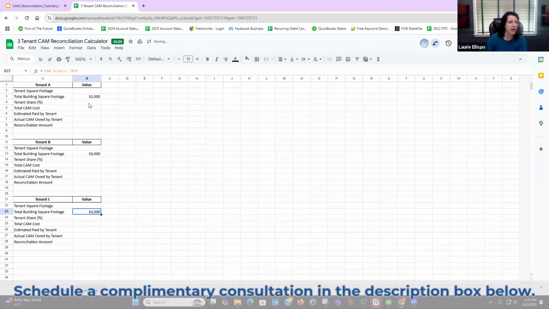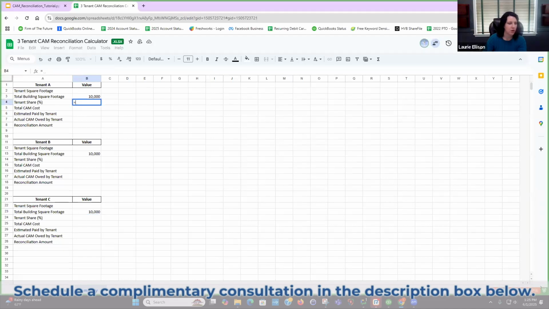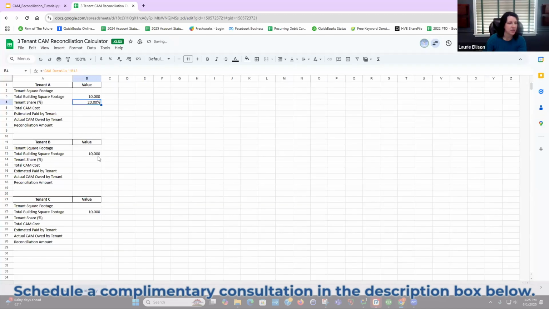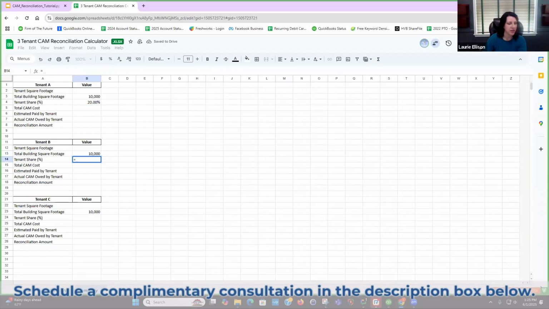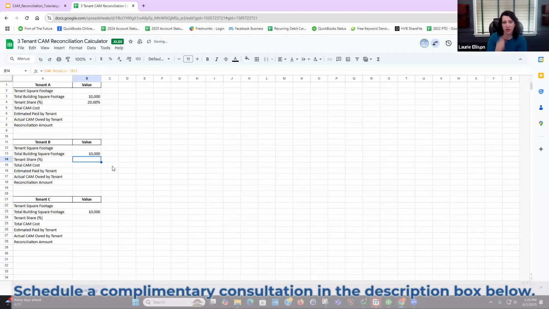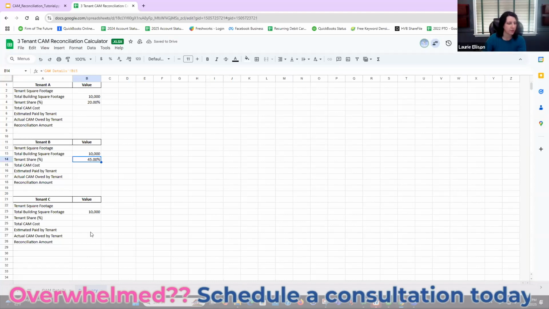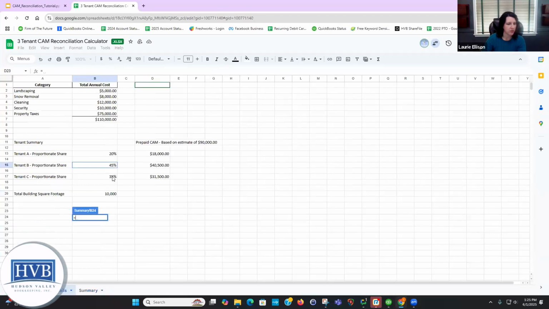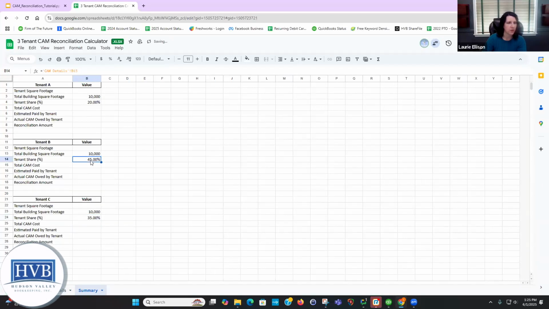Okay. Now let's put in the tenant share. So tenant A, their share is 20. Tenant B. The nice thing is you could make a new yearly thing each time. Tenant share, 35. I just don't like the point.